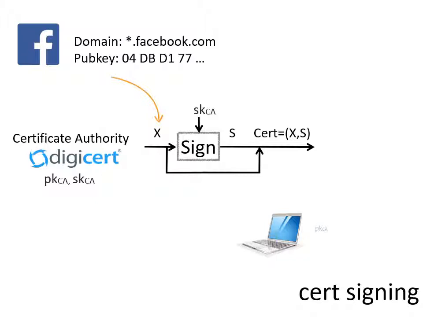So a revocation list is a list of certificates that were handed out that are no longer good. Suppose Facebook loses their secret key, it's not secure anymore. They want to make sure nobody trusts this certificate anymore. So they would tell DigiCert, please revoke this certificate so it doesn't get used anymore. So a certificate authority could revoke any prior certificates that were out there for your domain.